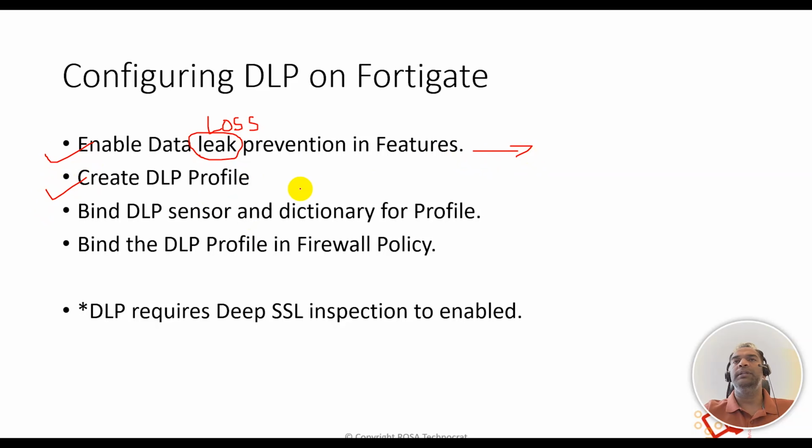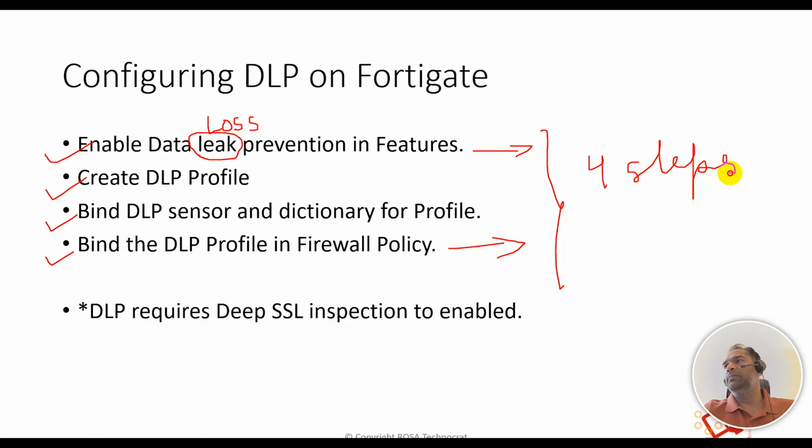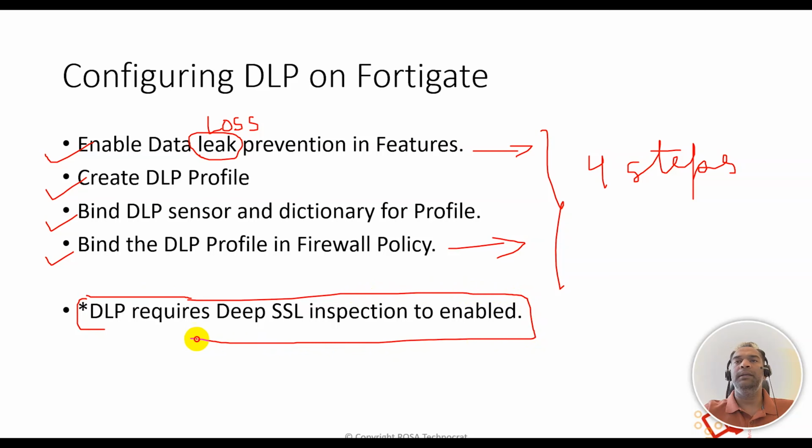Then second, you have to create a DLP profile, bind the DLP sensor and dictionary for the profile, and finally bind the DLP profile in the firewall policy. So these are basically the four steps that you need to configure on the FortiGate to have DLP enabled on the firewall policy. But please make sure you are using deep SSL inspection. DLP requires deep SSL inspection to be enabled.